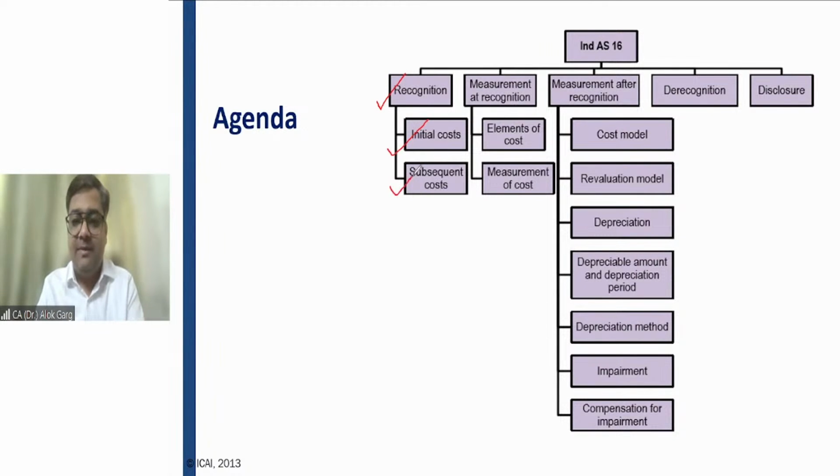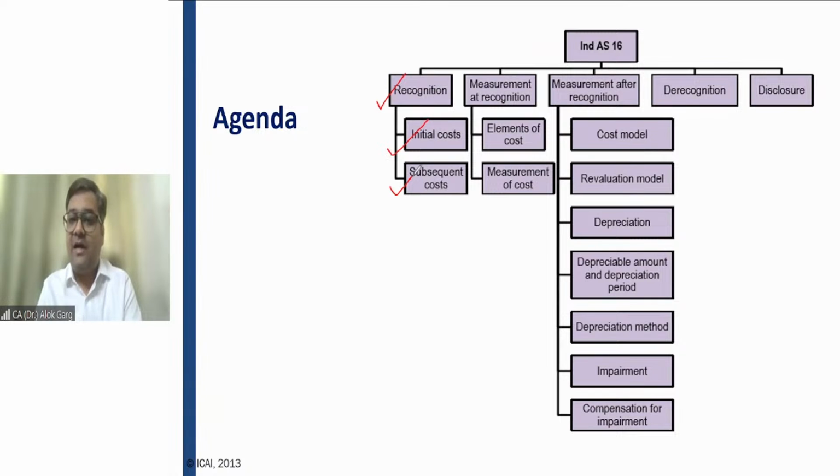What does it mean? Initially means recognition at the transaction date. Recognition subsequently means recognition after the transaction date. For example, on 31st March. Let's say today is 16 October and you bought a car on 16 October. So you will recognize this car as a fixed asset in your balance sheet. On 31st March, what will you do? On 31st March, you will charge depreciation. Probably, if you are opting for the revaluation model, you will revalue and check the impairment, you will do the impairment testing. So this is about recognition.